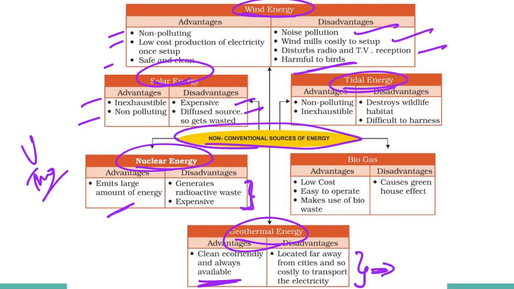Tidal energy. Energy that is generated from the tides is called tidal energy. Tidal energy can be harnessed by building dams at the narrow openings of the sea. During high tide, the energy of the tide is used to run the turbines installed in the dams to produce electricity. The advantages are it is non-polluting and it is inexhaustible. And the disadvantages, it destroys wildlife habitat and it is very difficult to harness.